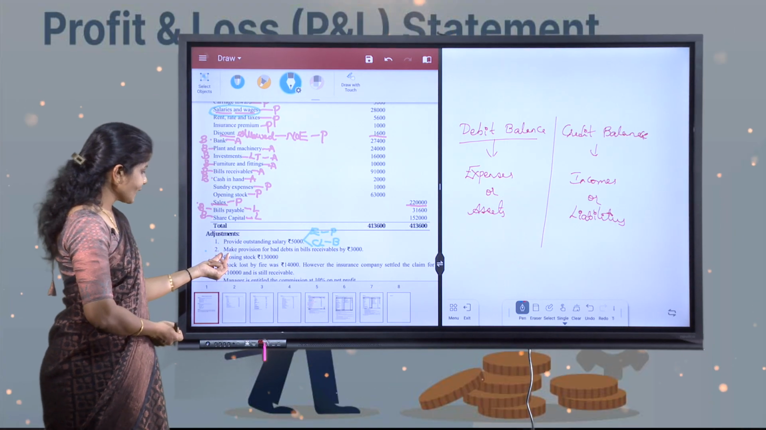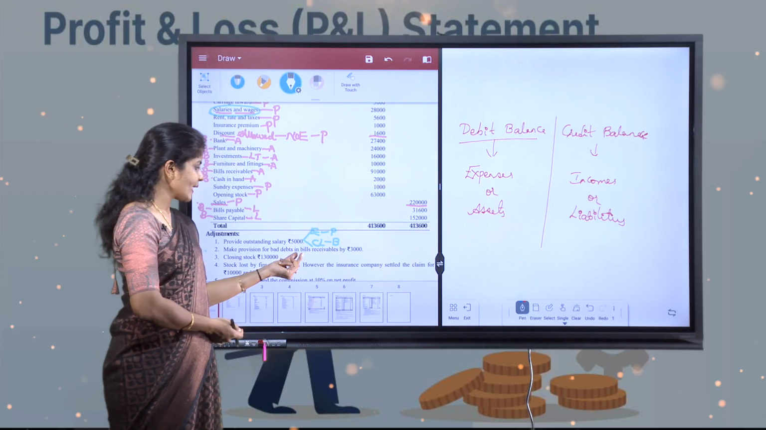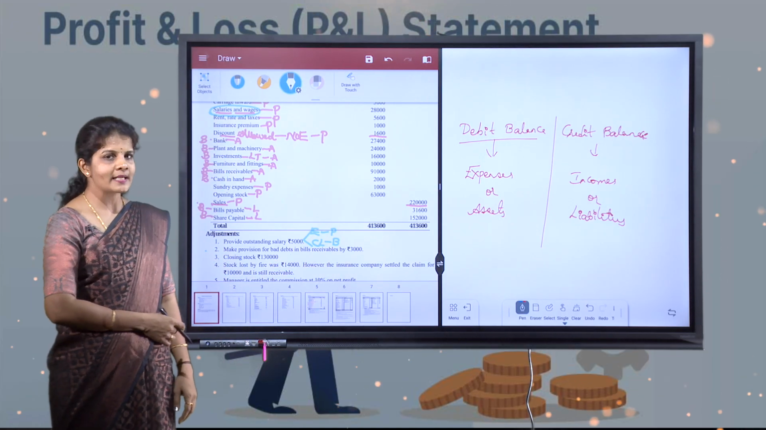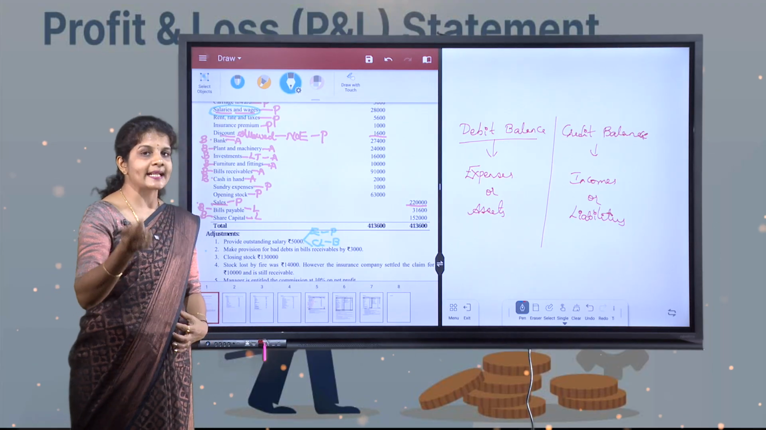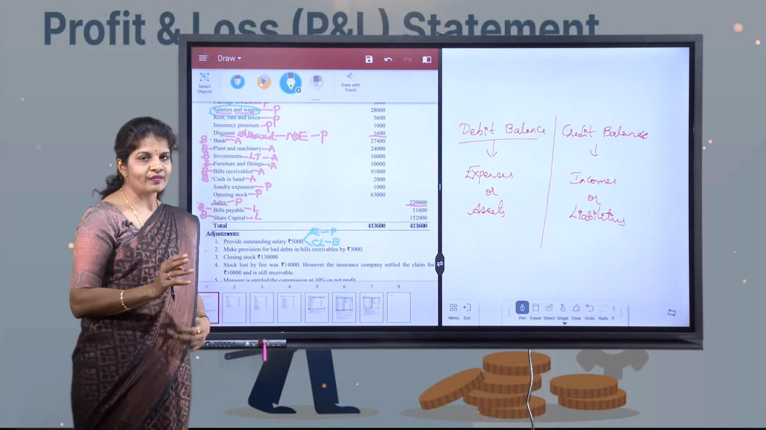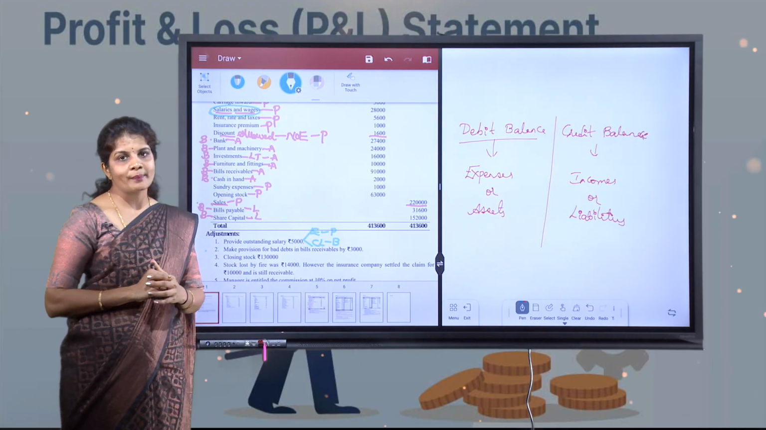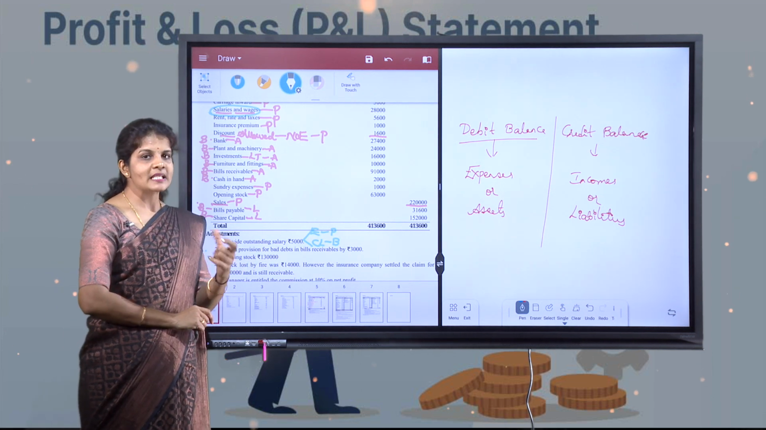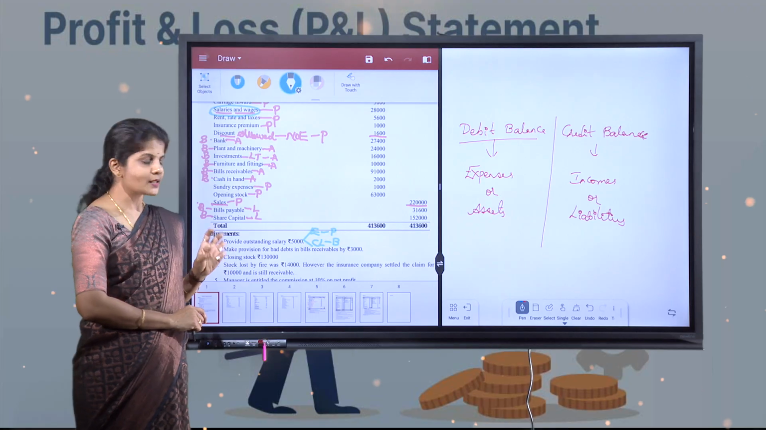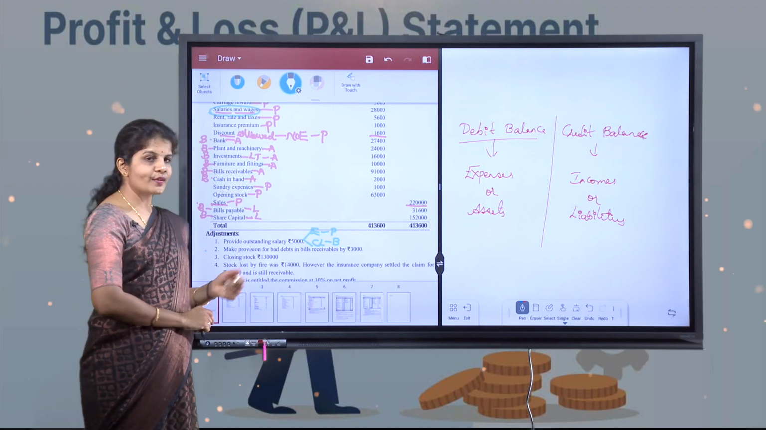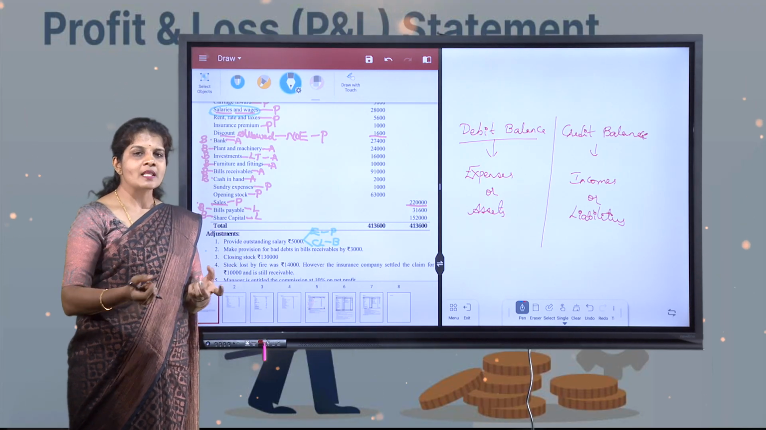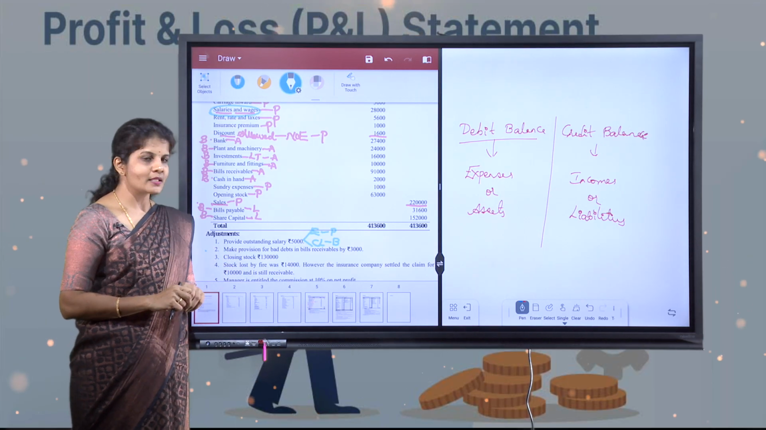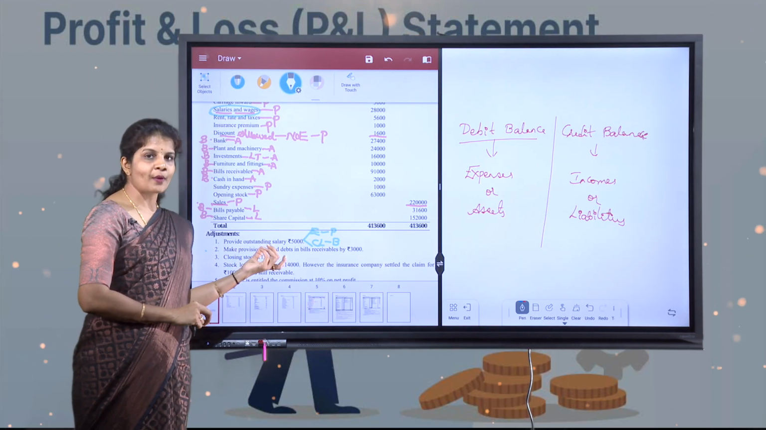Next, the second point is make provision for bad debts in bills receivable by 3000. Usually provision for bad debts will be taken for the debtors. Since there is no item of debtors, like how we considered trade receivable in the previous problem, this is also in the same manner, bills receivable which includes debtors, where we need to create a provision for bad debts. Bad debt means the amount cannot be recovered from the customers. So for that we are creating a provision.